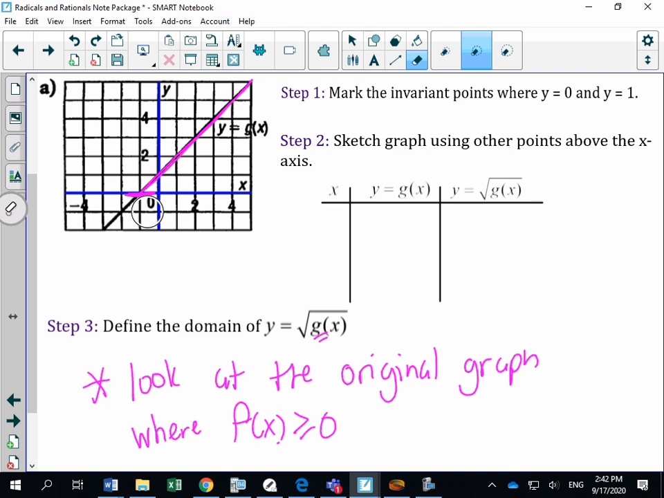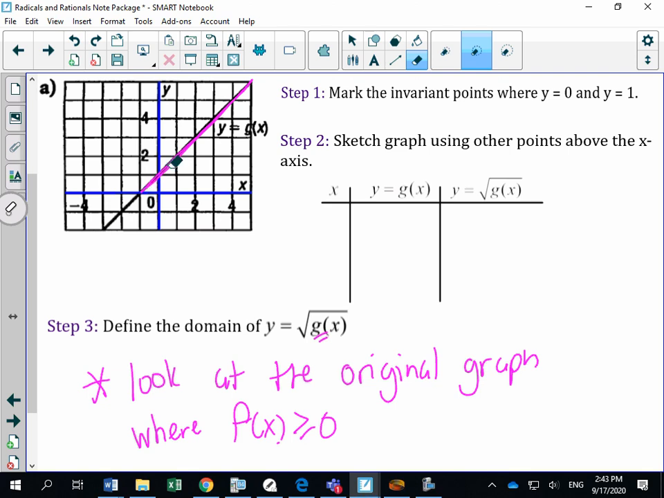Okay, so on my original graph, you're always going to look at the original and you're always going to say, where was that graph greater than or equal to 0? Where were the y values bigger than 0? And this pink piece is where the y values are bigger than 0. And some students will say, well, why can't I have y values less than 0? Well, you know from the previous example, we always square root the y values. You can't square root negative y values, so we don't include this piece of the graph.